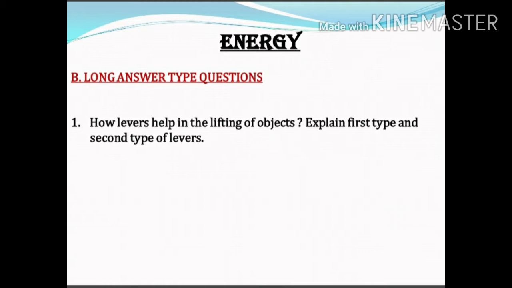Lever of first type or first class, the fulcrum lies in between the effort and the load. And mechanical advantage of first type of lever may be greater than, less than or equal to 1. Examples of first class lever: crowbar, seesaw, etc.